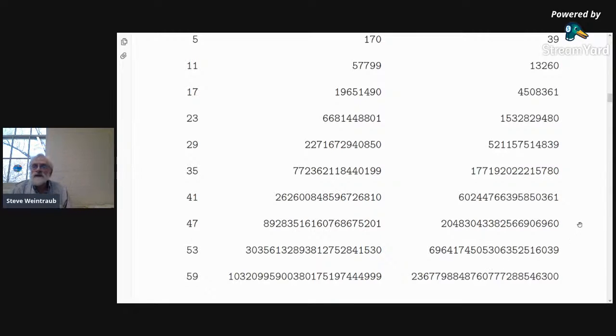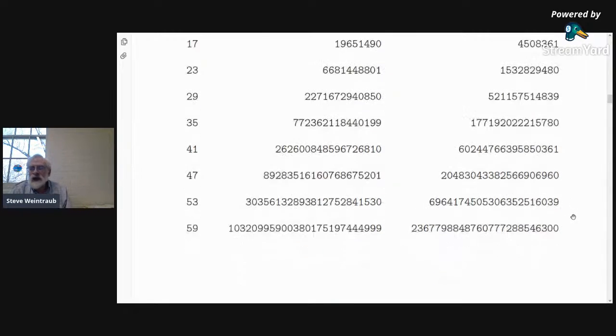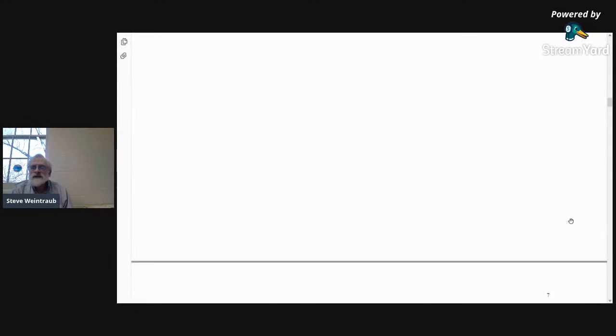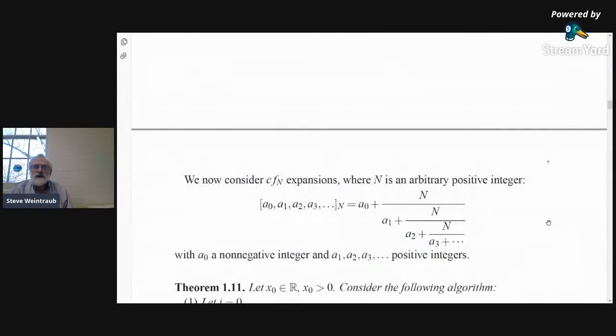Okay, so that's what I wanted to tell you about classical expansions. And now what we're interested in is what we're calling CFN expansions. CFN means continued fraction numerator n, but now we're going to replace the numerator of 1 by a numerator of n. So the CFN expansion is something that looks like a0 plus n over a1 plus n over a2 plus n over a3, etc., where again we have numerators n here. All of them are n rather than 1.